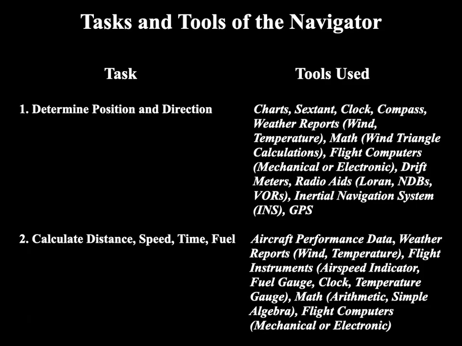There are two primary tasks involved in air navigation: determining your position and direction, and calculating distance, speed, time, and fuel. A number of different tools have been used over the years to accomplish these tasks. Some of them have been replaced by modern technologies, but others are still used today.